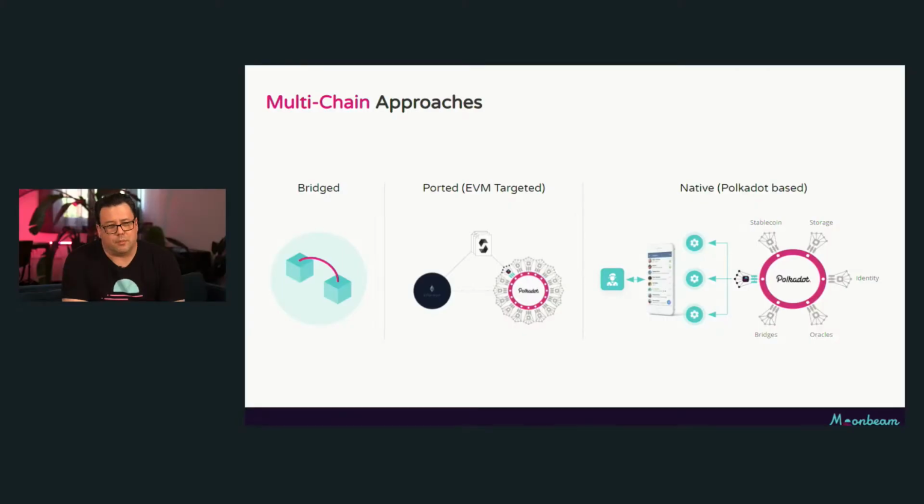So that's what's happening in the market. And so I wanted to talk a little bit about different approaches that we see, broadly speaking. I'll go through each of these in turn, going from the simplest approach, taking a bridged approach. Then this ported or EVM targeted approach, which is what a lot of the projects we're working with now are pursuing. And then ultimately, where I think things are going in the future is something I'm calling a native multi-chain approach. So I'll spend some time talking about what that means and what that is.